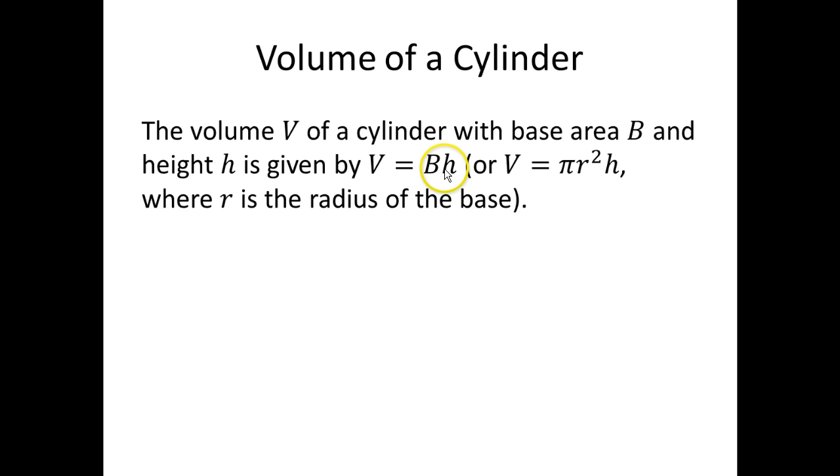But notice that the base of a cylinder is just a circle, and the area of a circle is just pi r squared. So I can just substitute that into my formula for the volume of the cylinder, and I end up getting that the volume is just pi r squared times the height of the cylinder.